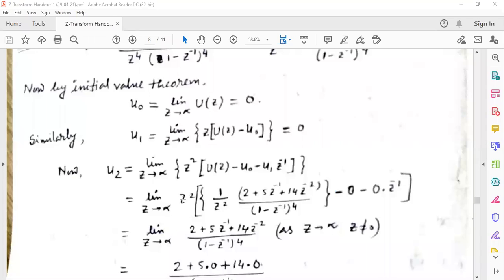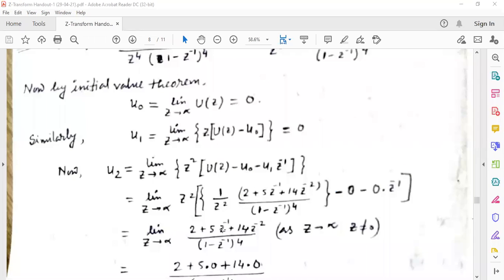Now z square will cut, right? This z square and this z square. So only 2 plus 5z to the power minus 1 plus 14z to the power minus 2 by 1 minus z to the power minus 1 whole to the power 4 remains. Now as z tends to infinity, z is not equal to 0, so we can cut down z square.